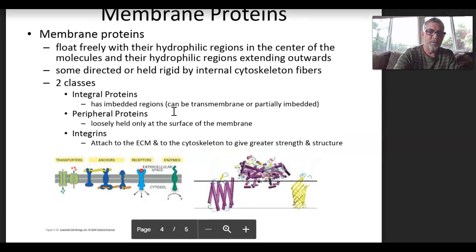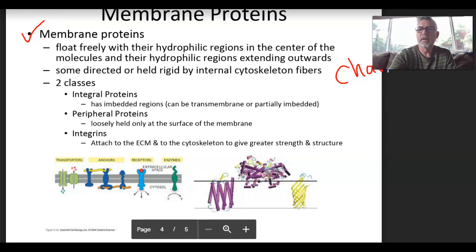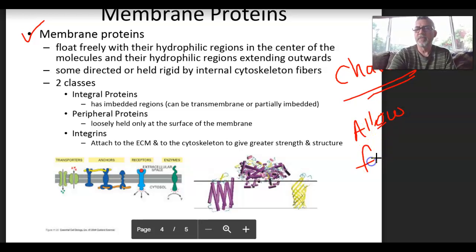All right, and then membrane proteins. Membrane proteins are important, right? Really, as far as what we're going to talk about, so these membrane proteins form channels, right? And these channels allow facilitated diffusion.